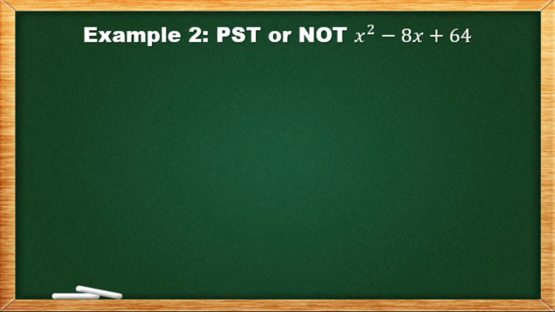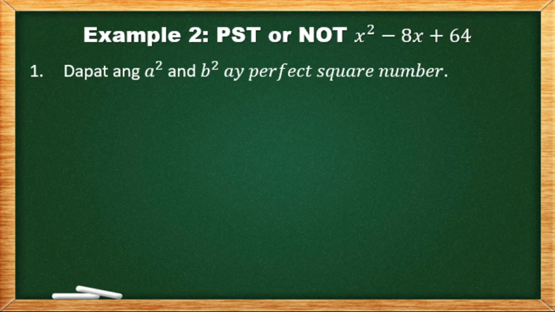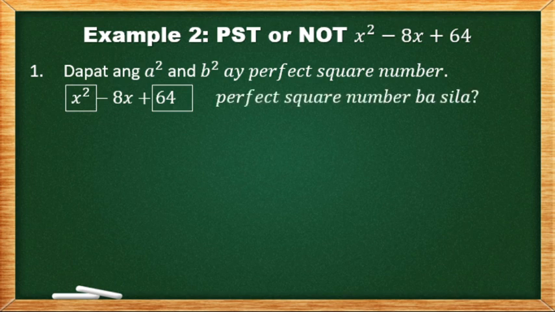X squared minus 8x plus 64. Dapat yung dalawa, yung first and last term ay perfect square number. Ito sila. The x squared and 64. Observe muna natin, plus 64. That's why pwede siyang maging PST. Pwede pa lang. Okay. Perfect square number ba sila?